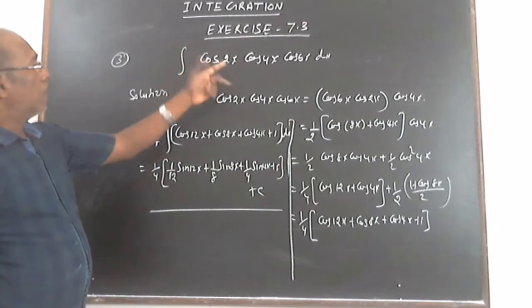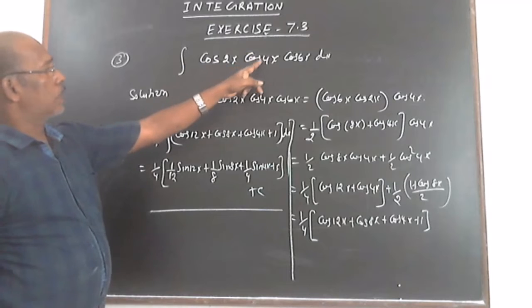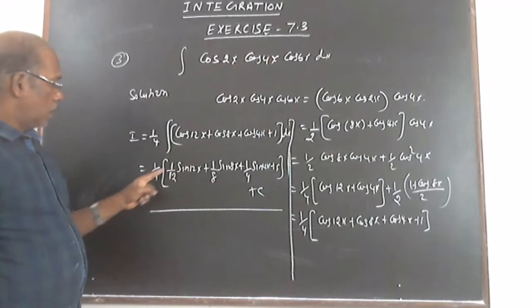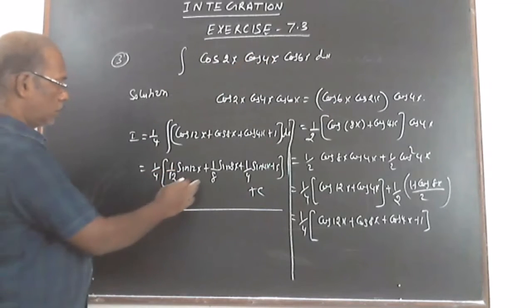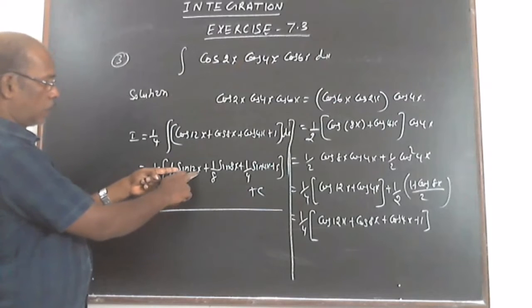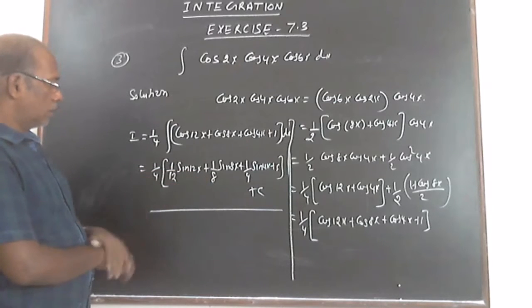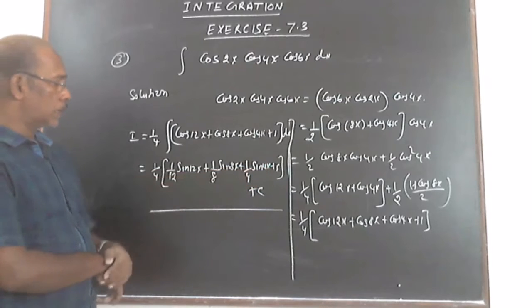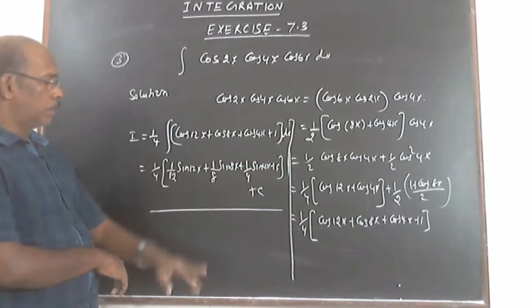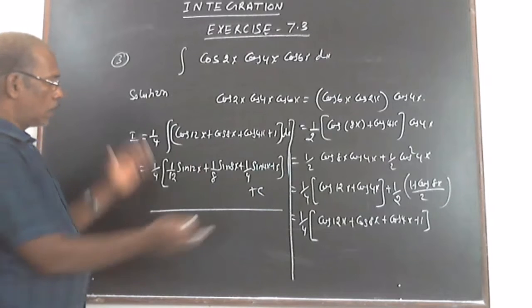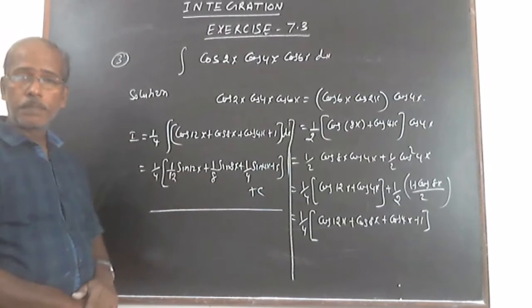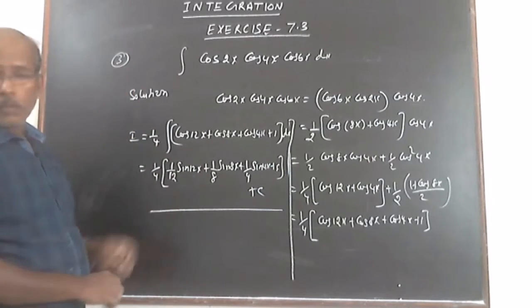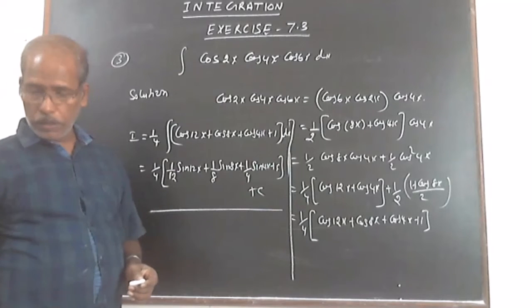The integrated value of cos 2x cos 4x cos 6x is 1 by 48 sin 12x, 1 by 32 sin 8x, 1 by 16 sin 4x, plus x by 4 with the integral constant, or you can leave it with this term. Okay, this is the third question. We'll go to the next question.